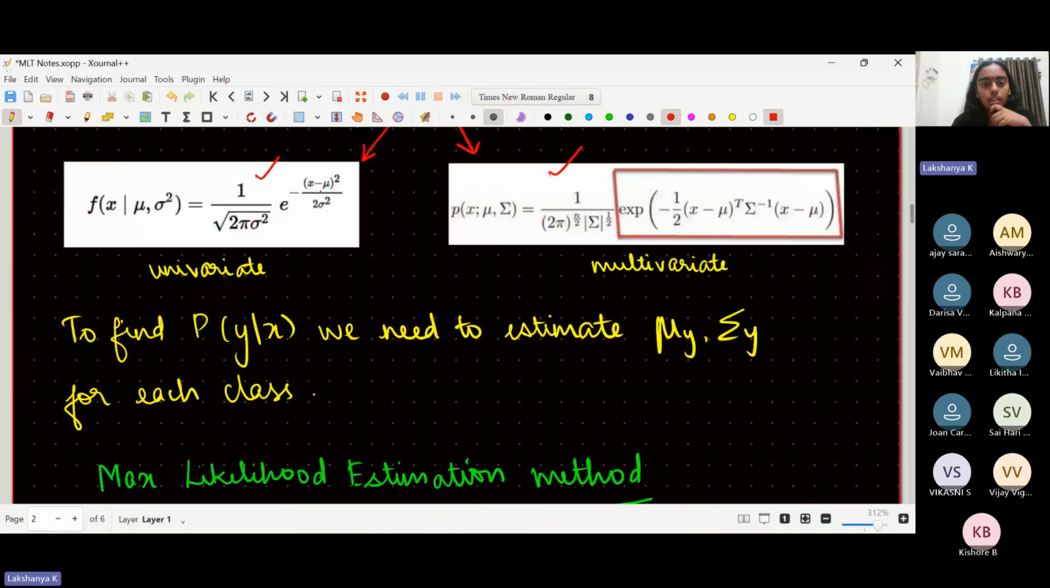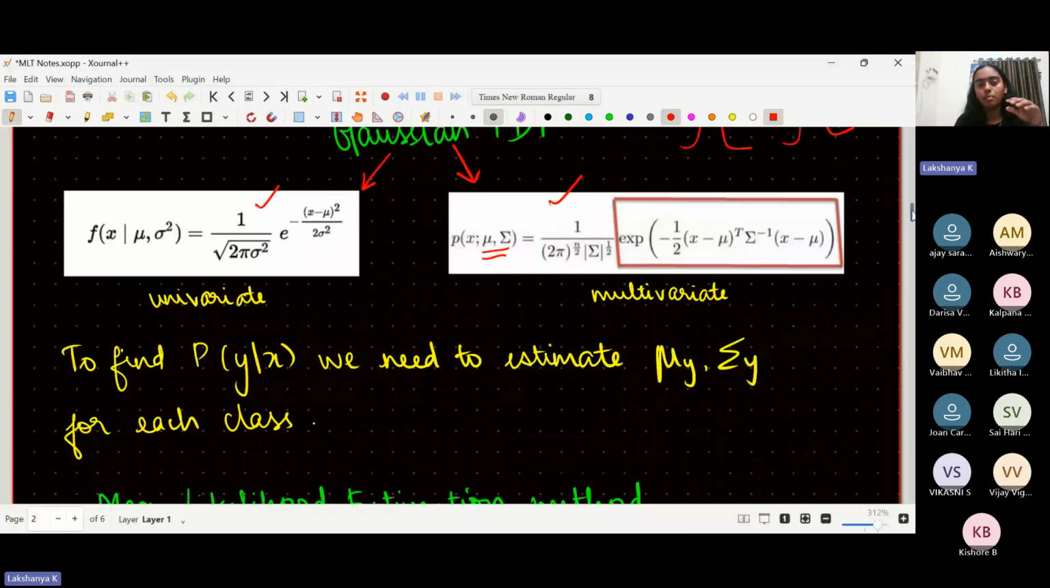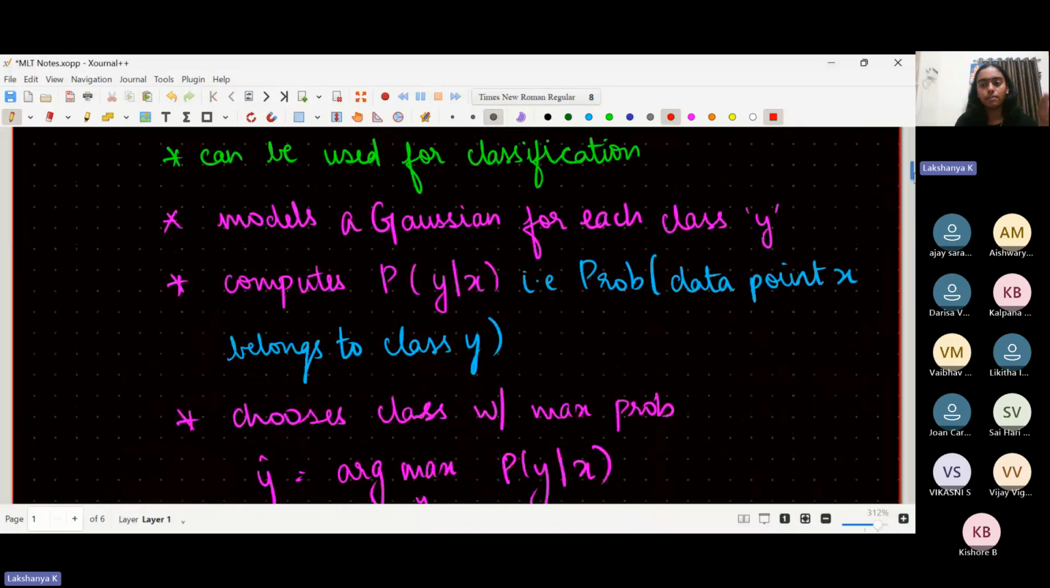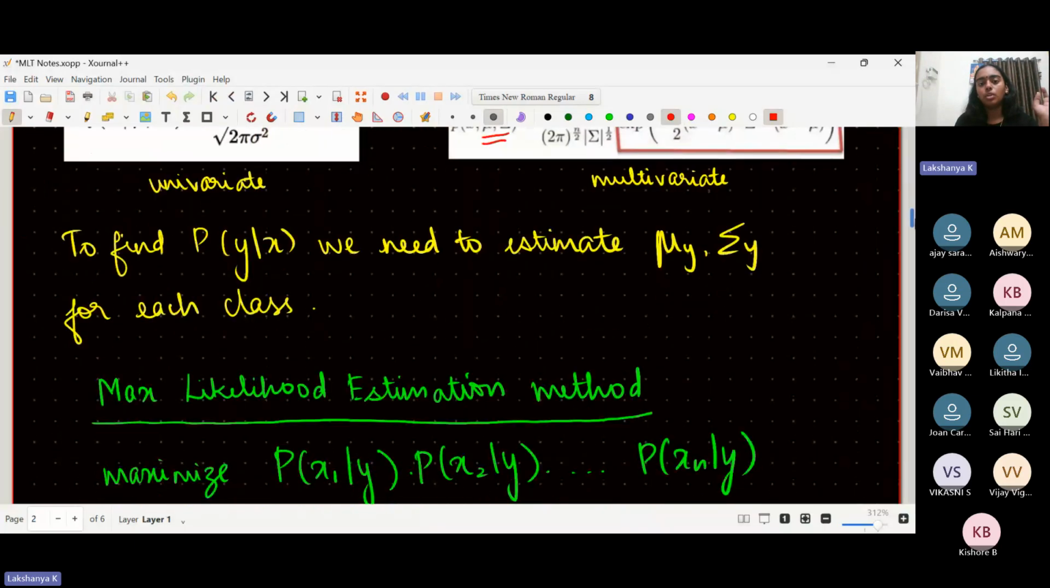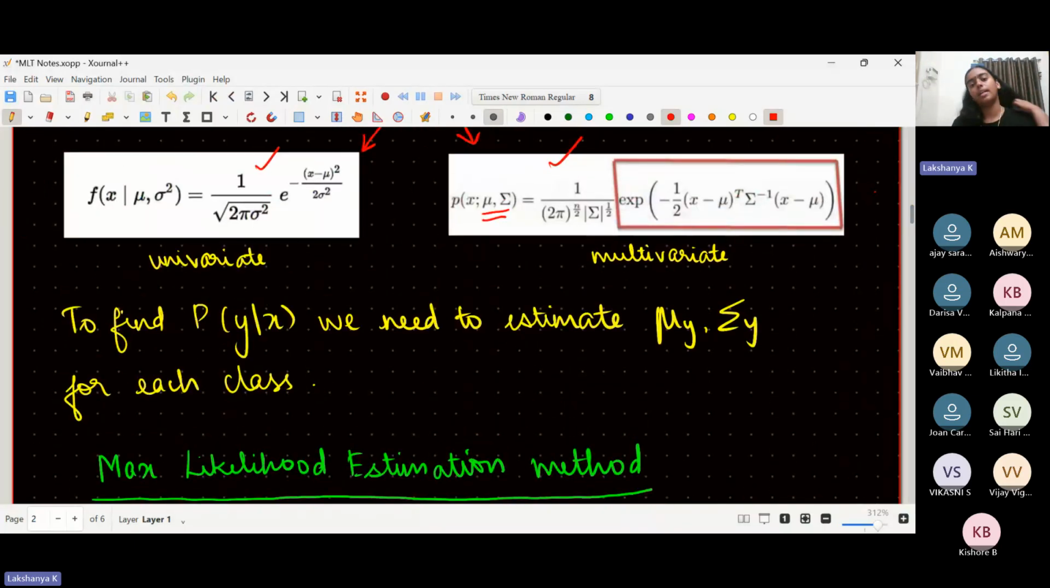Now this is where we run into a challenge. If you want to be able to compute this expression, you need to know mu and sigma. When I told you it models two Gaussians, I said for every Gaussian it has a mu A and a sigma A. Similarly a mu B and a sigma B, right? So we need to know the mean and covariance in order to be able to find P of X given Y. Okay, let's try to find the mean and covariance.